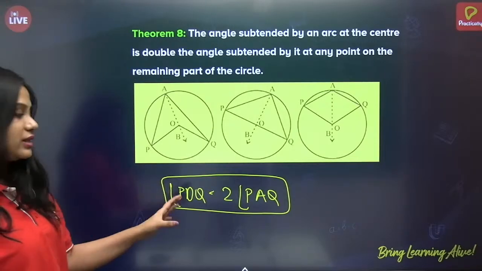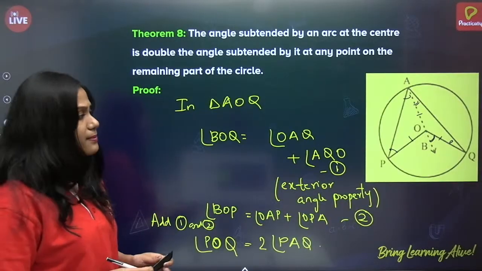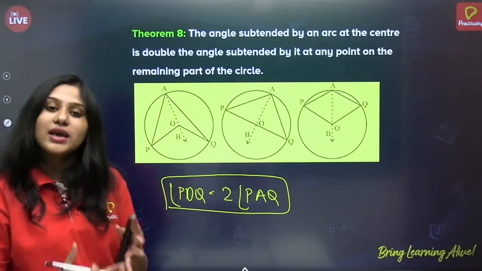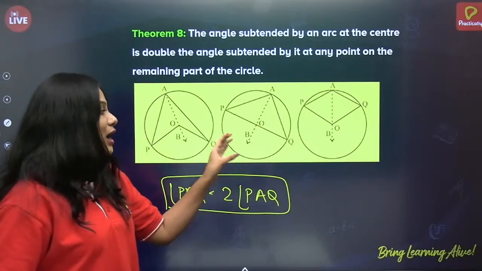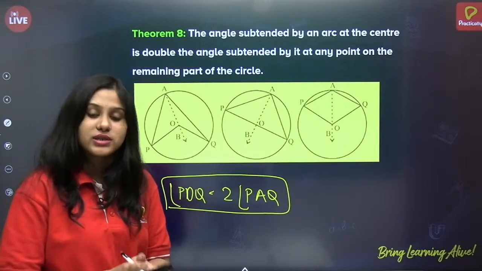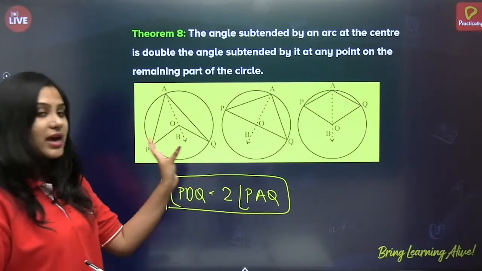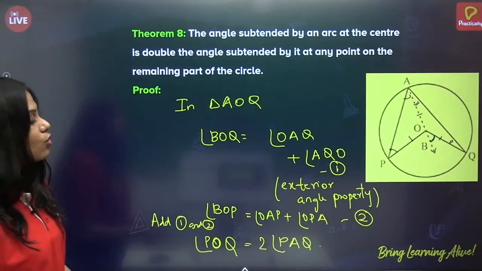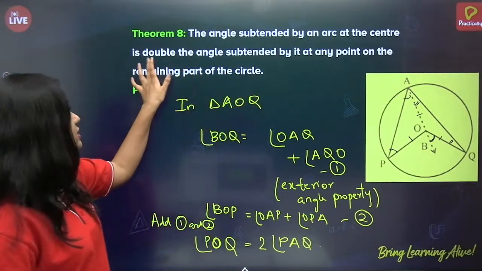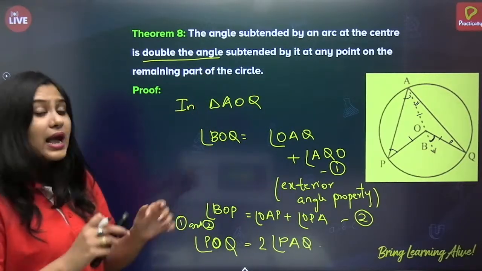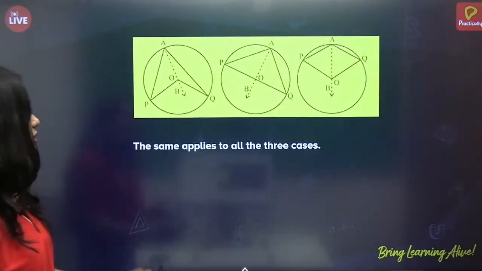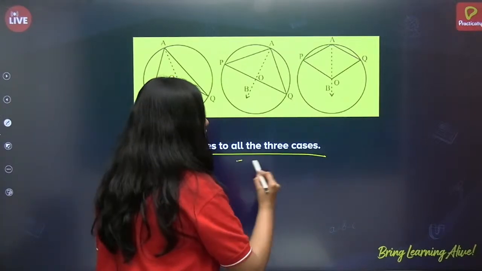so as to prove the theorem. So now you would be wondering, ma'am, we have proved only in one case, but what about these two other cases? The same goes with these two cases as well. You have to just take exterior angle, and we know that it is the sum of two opposite interior angles, and using that we can prove it, correct? So we have proved that angle subtended by an arc at the center is double the angle subtended by it at any point on the remaining part of the circle, right? So the same applies to all the three cases as well.